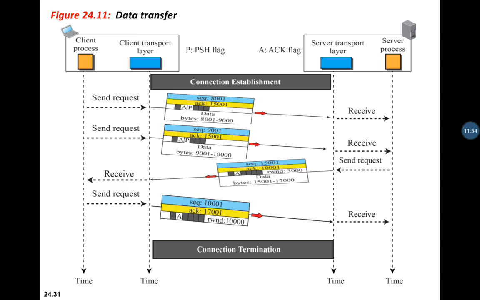Whenever there is urgent data, the sending TCP inserts this urgent data at the beginning of the segment. The urgent pointer field will be used to define the end of the urgent data. For example, if the urgent pointer is 200 and the segment sequence number is 15,000, then the urgent data is from 15,000 till 15,200. That is about the urgent data.